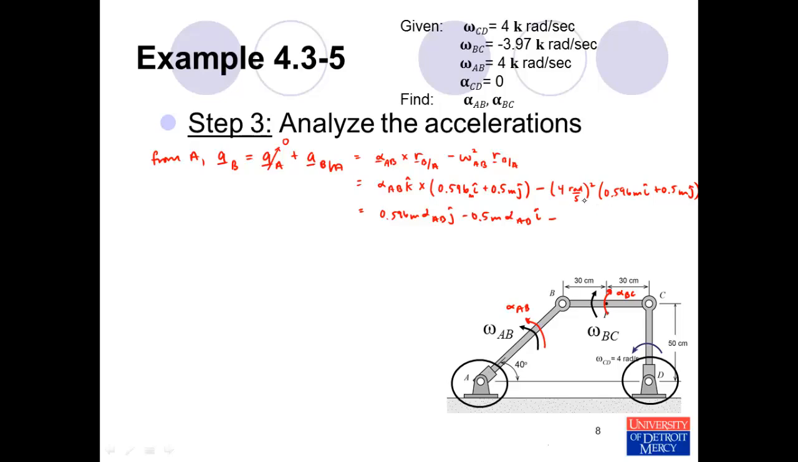Then we subtract 4 squared, which is 16, times this. That works out to be 9.536 meters per second in the i, plus 8 meters per second in the j. And so this is our first equation for the acceleration of point B.